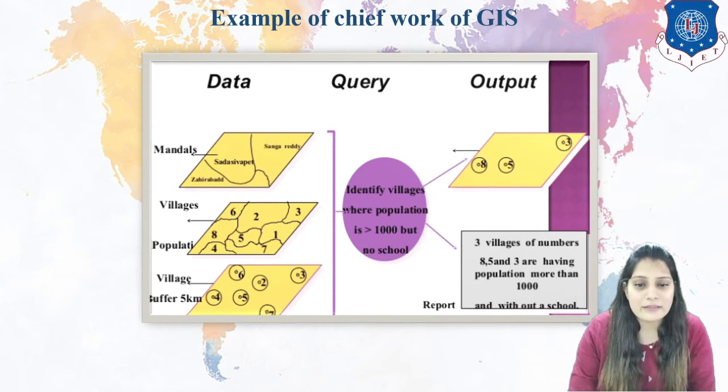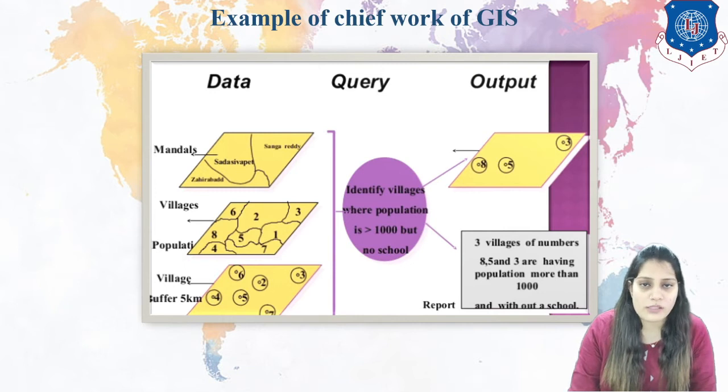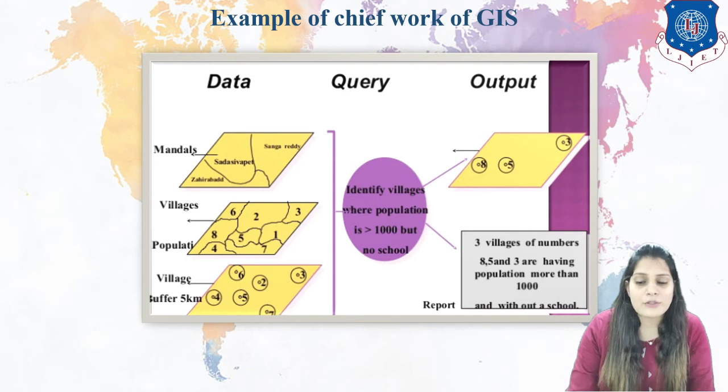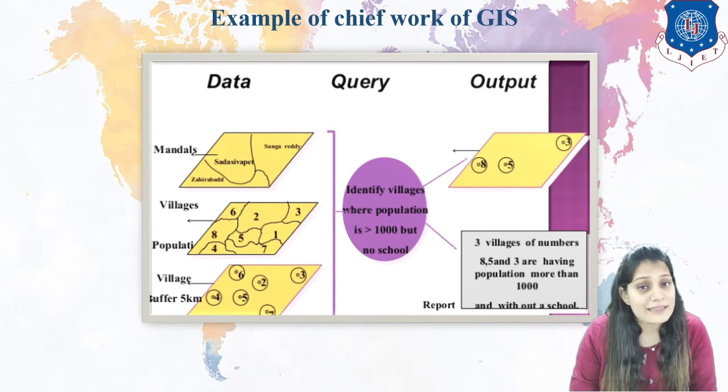You can see here, for example, I want to see the villages and the population. How much population is residing in how many villages, right? So see here, we have taken the data of mandals, how many people there are, how many villages there are, how much population is residing in each village. And in the first column and the last portion you can see village and buffer, right? Buffer is again a geospatial analysis tool.